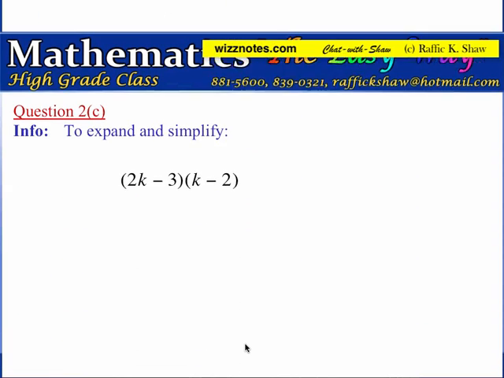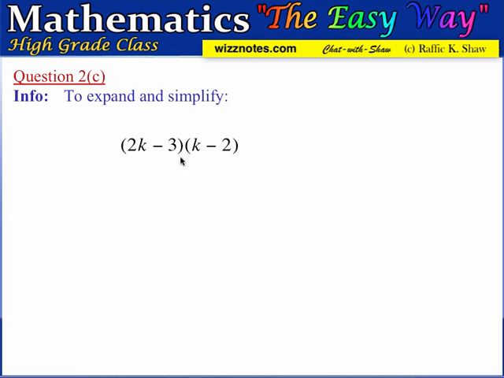Let's move down to question 2c. Now question 2c wants us to expand and simplify this expression. Firstly, we're going to multiply this 2k by each term in this bracket, and then we're going to multiply the negative 3 by each term in this bracket. That's how the expansion will be done. Let's show it step by step. And so firstly, we'll multiply the 2k by the k here, and the result of that is 2k squared. And then we'll multiply the 2k by the negative 2. We multiply the 2k by the negative 2, and 2k multiplied by negative 2 is negative 4k.